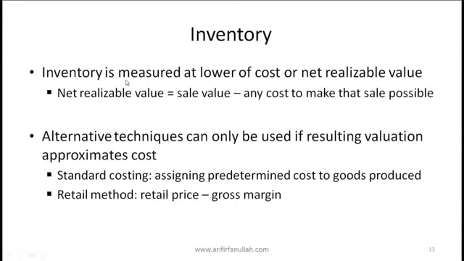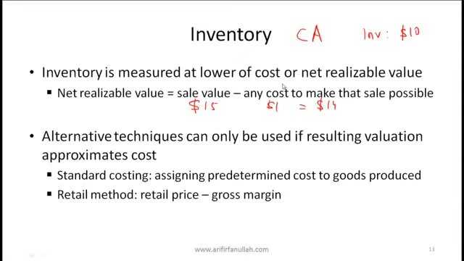Inventory. What we are going to talk about now is some of the major current assets. So one current asset is inventory. Inventory is measured at lower of cost or net realizable value. What this means is, let's say that you bought inventory for $10, and then let's say that the value of the inventory in the market went up. So the net realizable value is how much you could sell the inventory for. Let's say you can sell it for 15 minus the cost to make that sale possible. Let's say that's $1. So the net realizable value will be 14.